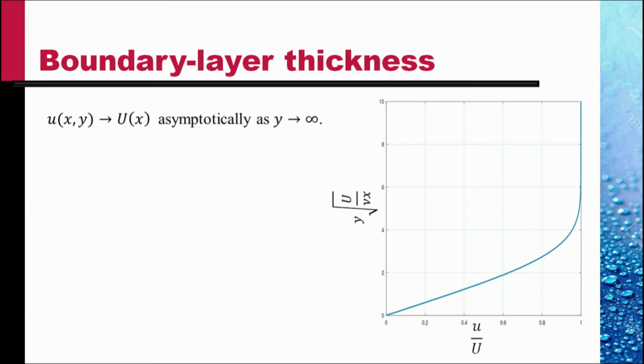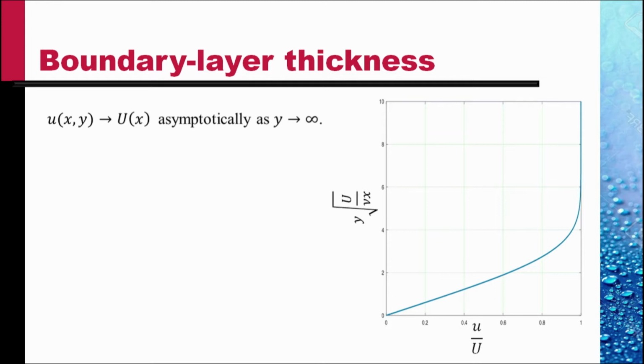You notice here that the streamwise velocity component u(x,y) tends to capital Ux, the velocity at the edge of the boundary layer, asymptotically as y tends to infinity. We had obtained this solution, the Blasius solution, in terms of u by capital U as a function of eta, the self-similar variable y under the root capital U by nu x, where nu is the kinematic viscosity of the fluid. The velocity u becomes capital Ux only very far away, at y tending to infinity.